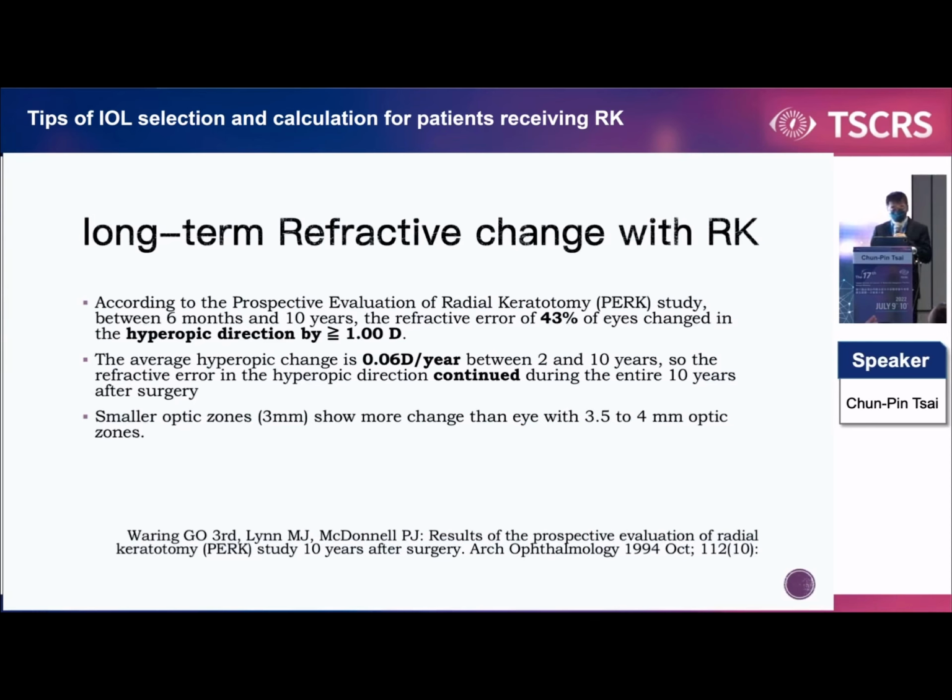According to the Prospective Evaluation of Radial Keratotomy study, between 6 months and 10 years, the refractive error of 43% of eyes changes in the hyperopic direction by more than 1 diopter. The average hyperopic change is 0.06 diopter per year between 10 and 10 years. So the refractive error continues to change during the entire 10 years after surgery. Smaller optic zones show more hyperopic change than eyes with larger optic zones.